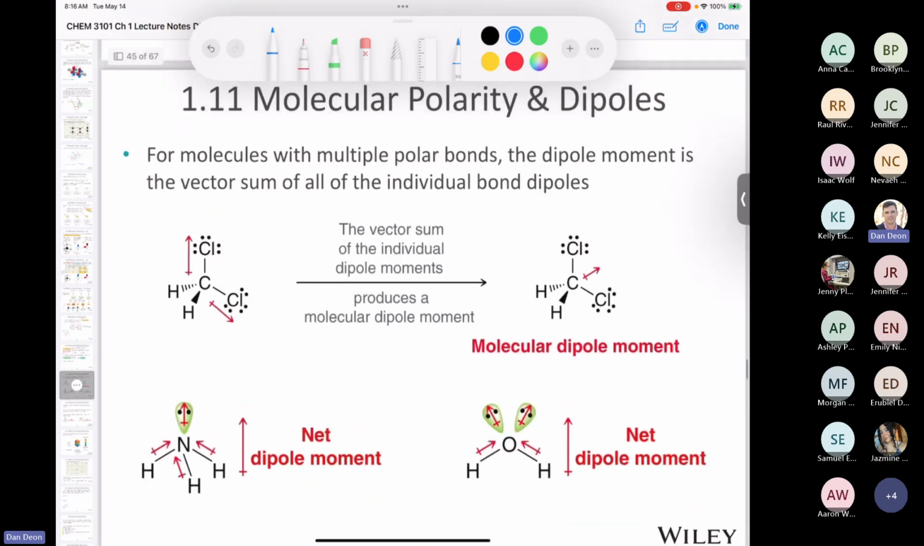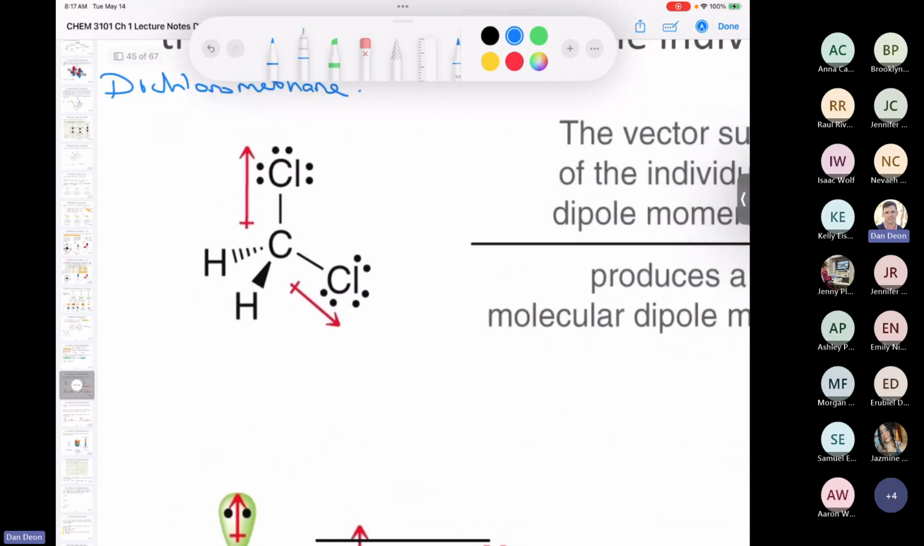So going back to the two models that I was showing you before we started the lecture today, this molecule here is called dichloromethane. Now again, the name isn't important. We haven't started nomenclature yet. But dichloromethane, you can see that there are two polar bonds in the molecule. There's one between the carbon and the chlorine, and another one between the carbon and the chlorine.